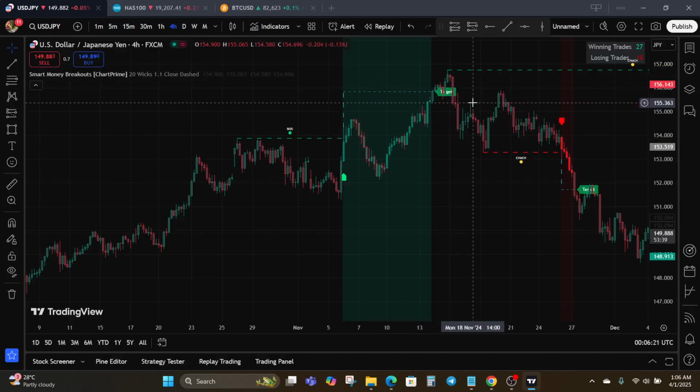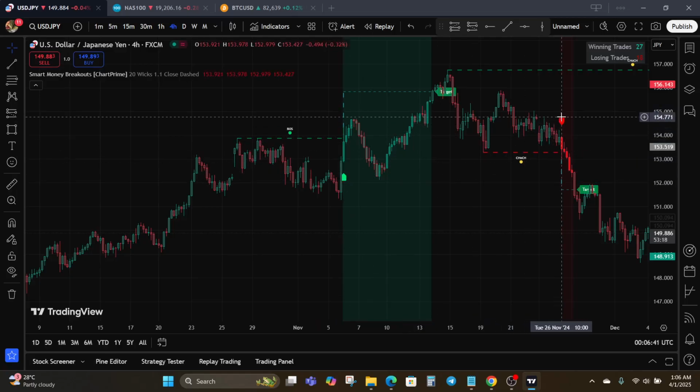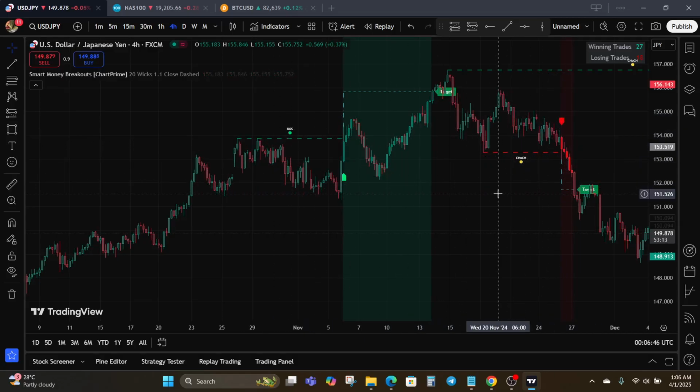So basically just pay attention to the structure, pay attention to market structure shifts, pay attention to your candlestick patterns and ensure that whatever trade you are entering, it aligns with the overall market structure. In as much as this indicator gives you buy signals and sell signals in addition to the BOS and CHoCH identifications, you should also make sure that your trades always align with the general market structure. Okay, it's very important.